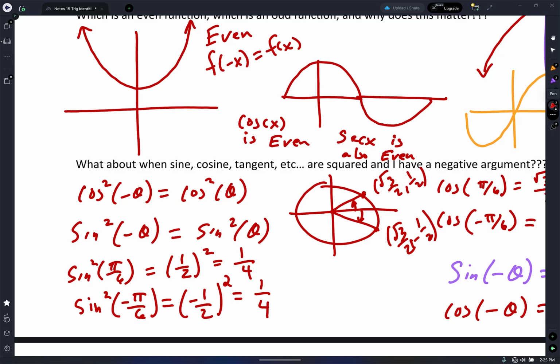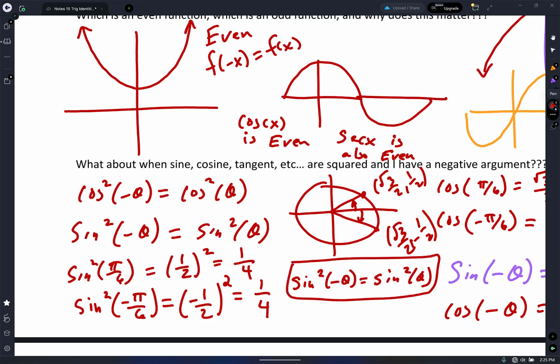So what I'm trying to say is this. Sine squared of negative theta is exactly the same as sine squared of theta. But you told me it was odd. Yes, you're right. Sine is odd, but I'm squaring it, and negative times a negative is a positive. So that's why I don't care about the negative argument, as long as it's still a theta, as long as the magnitude of the value is still the same.